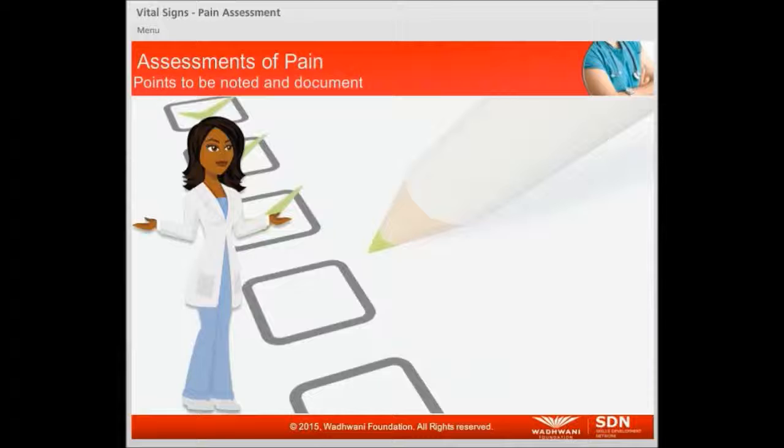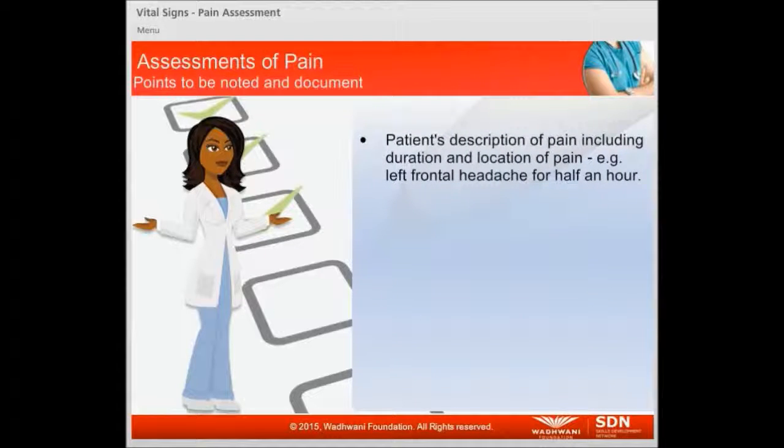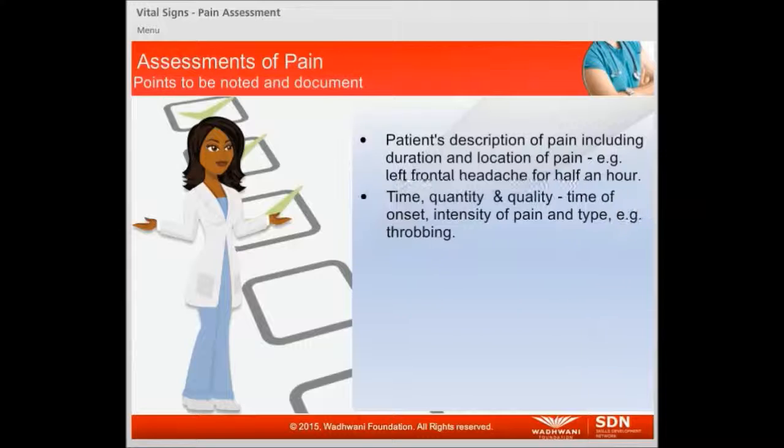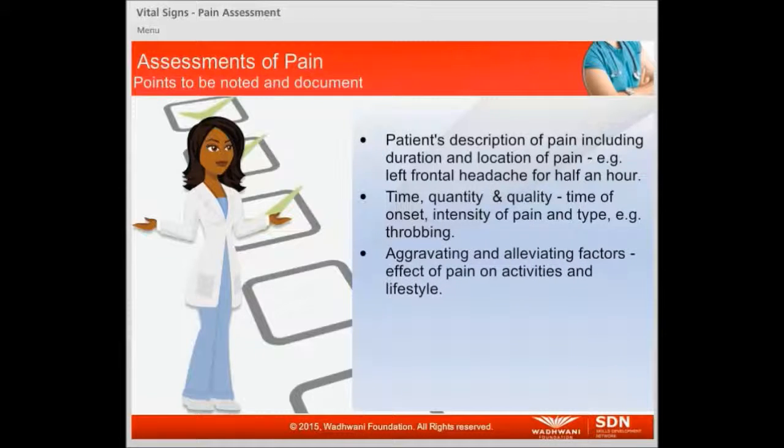Now let's see what points are to be noted and documented. A patient's description of pain, including duration and location of pain, for example, left frontal headache for half an hour. Time, quantity and quality. Time of onset, intensity of pain and type, for example, throbbing. Aggravating and alleviating factors. Effect of pain on activities and lifestyle.